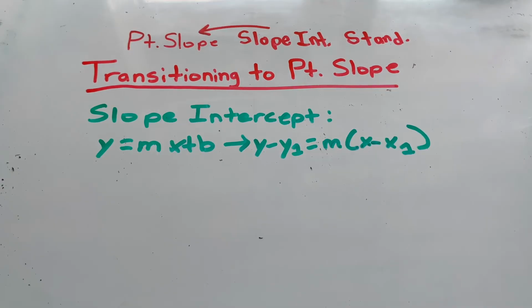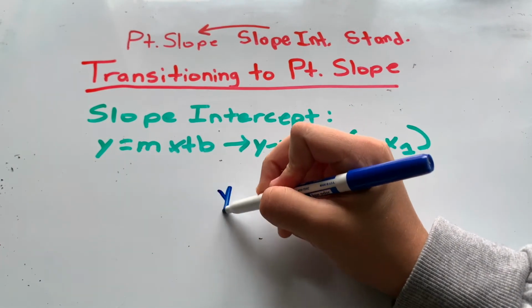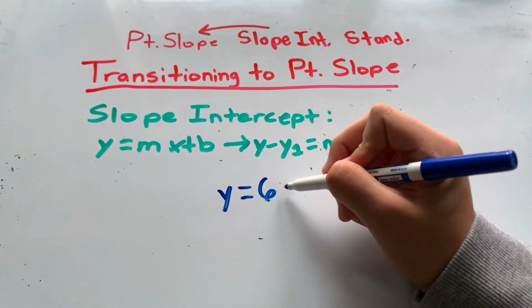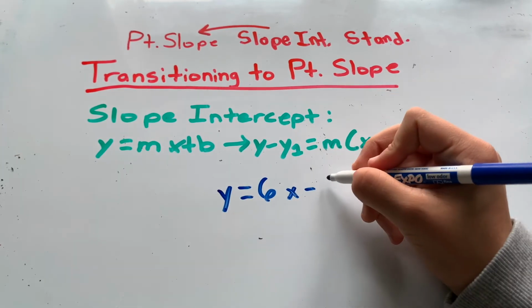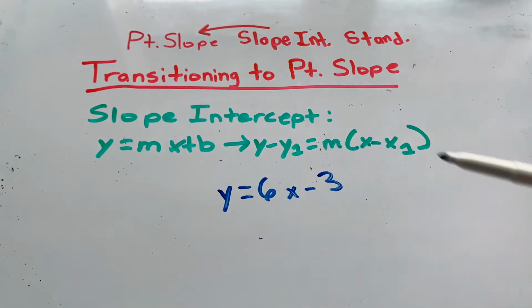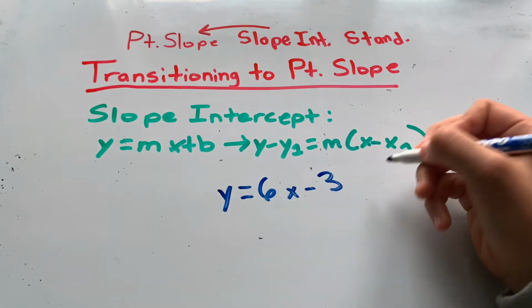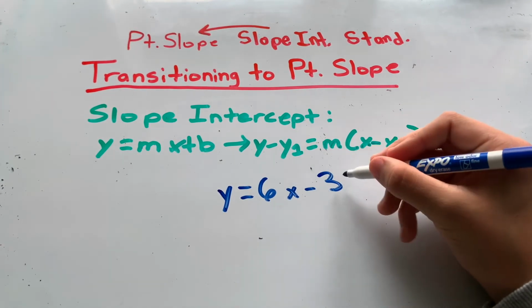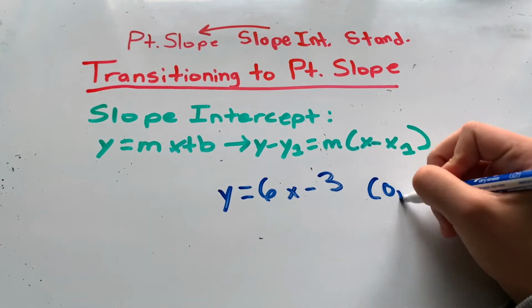Next, transitioning to point slope form, going from slope-intercept form to point slope is very simple, since what you need is a slope and a point. We're going to use the equation y equals 6x minus 3. Since we already have a slope and a point, we can automatically graph this. The point would be, since this is the y-intercept b, (0, -3).